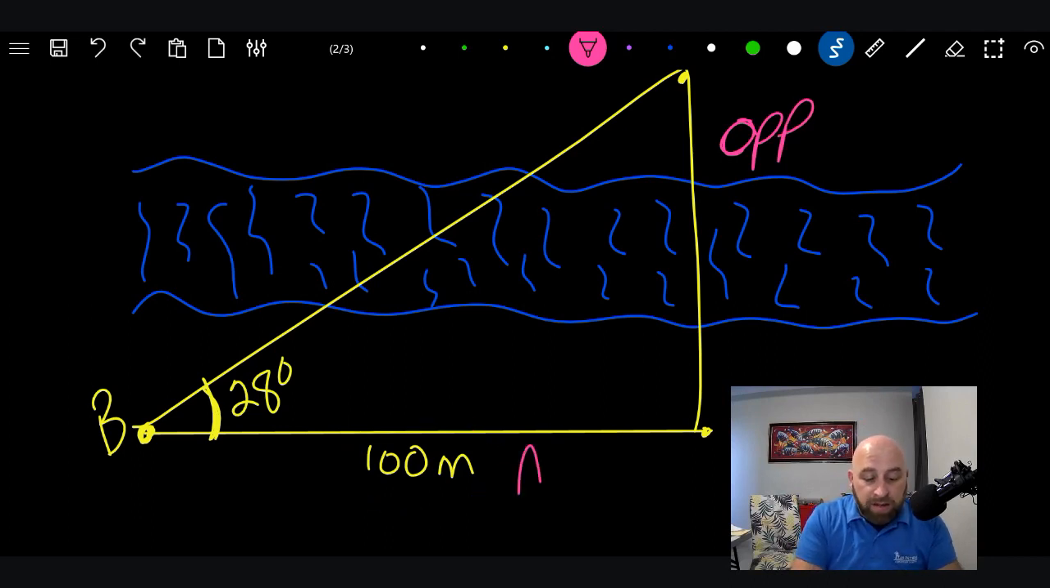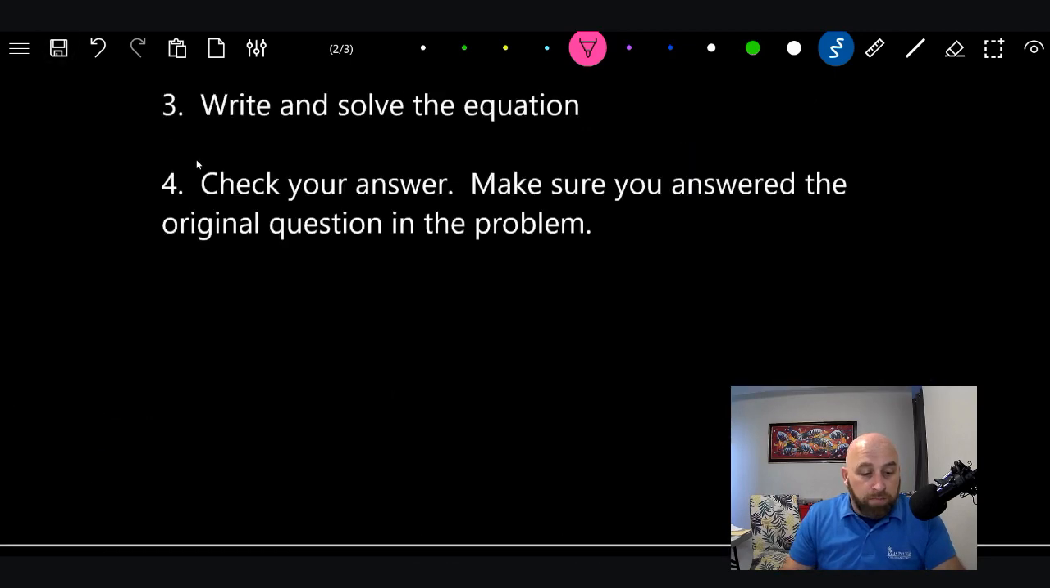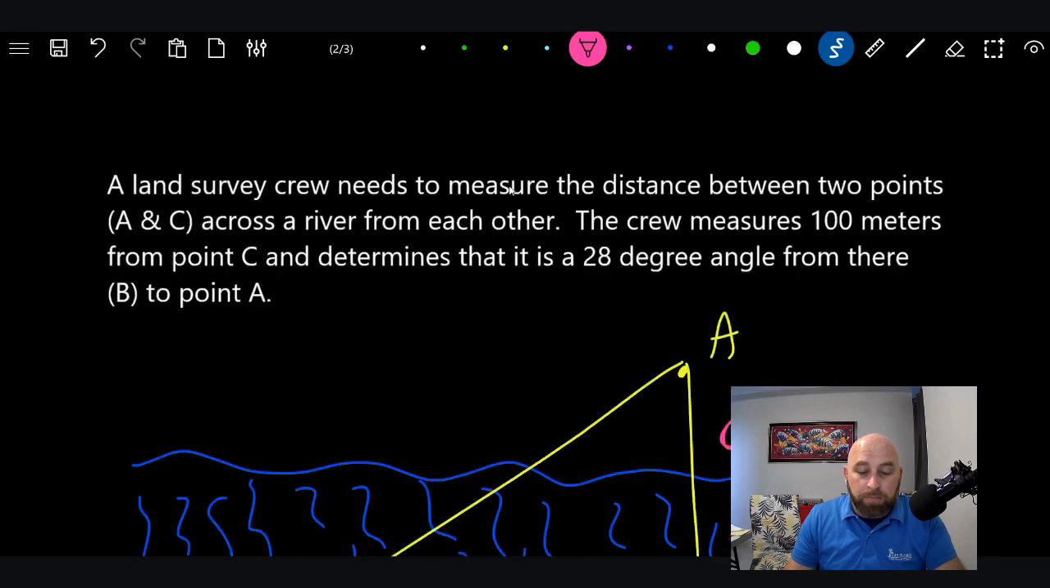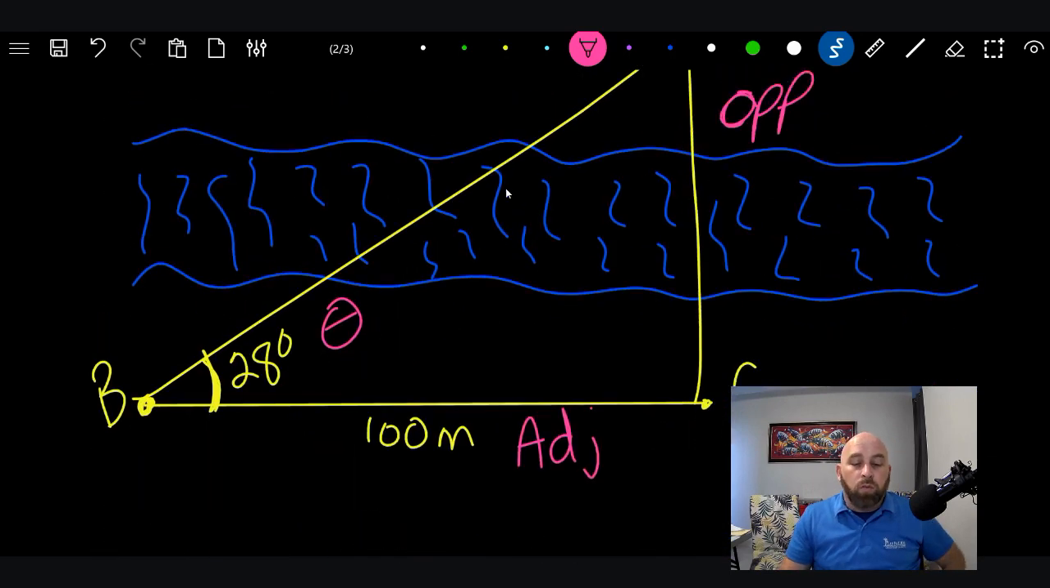We have the adjacent. All right, and then we have the angle, so we have the theta. So now we go back up to the steps. All right, so we drew our diagram. Now we need to select the formula that applies to this problem. All right, so how do we select?